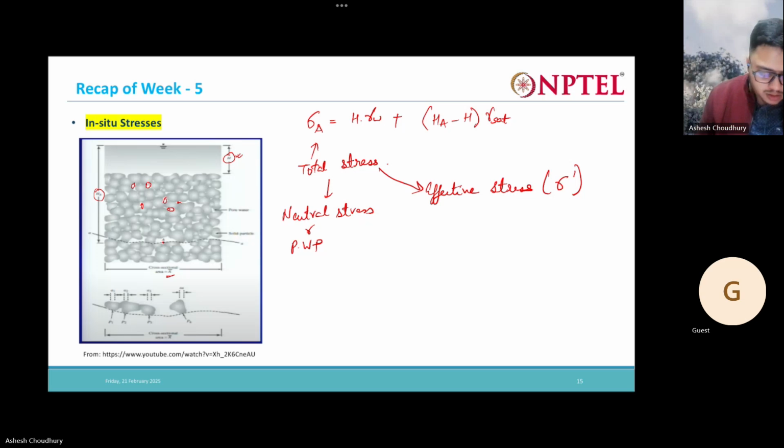Now, you can see this dotted line. So here we have one grain, here we have one more grain, one more grain.